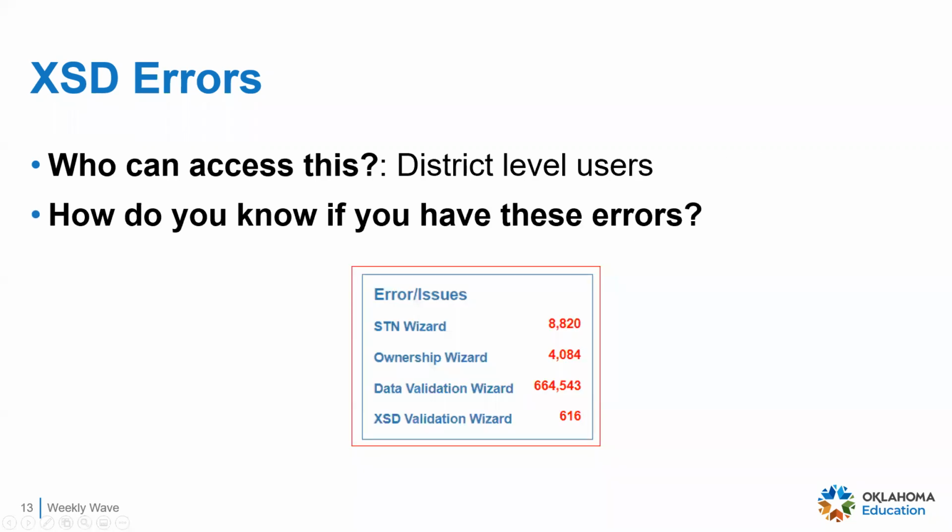Also, with those, the people that can actually access those is your district level users. And how you want to know if you have errors on your dashboard in the WAVE, it'll show at the very bottom XSD validation errors. So that's how you'll know you have them.